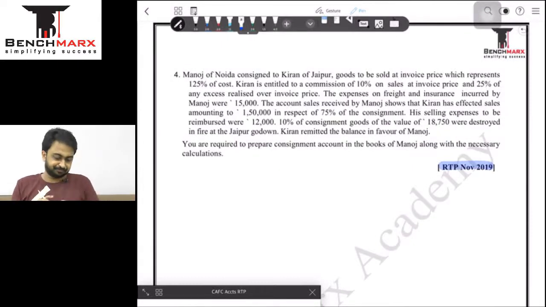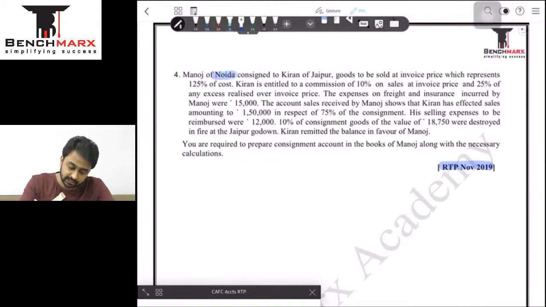Yes, back. Let us start with question number 4 pertaining to November 19. So let's start reading, please. Manoj of Noida consigned to Kiran of Jaipur. So Noida is the consignor, Jaipur is the consignee.